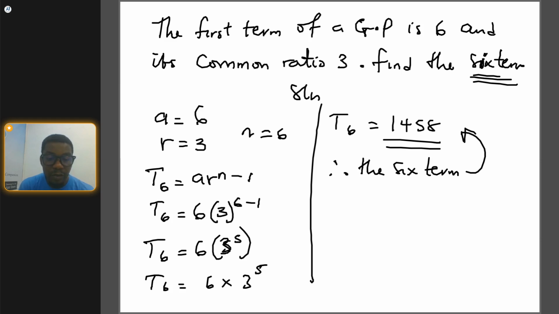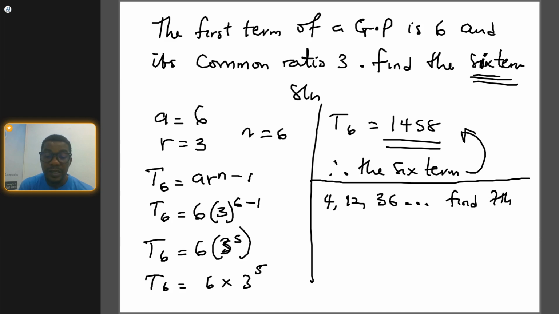Now let's say we have another question where we are given the sequence 4, 12, 36, and so on, and we are asked to find the seventh term. Find the seventh term of this question. In this case, we have 4, 12, 36, and we want to get the seventh term of this GP.